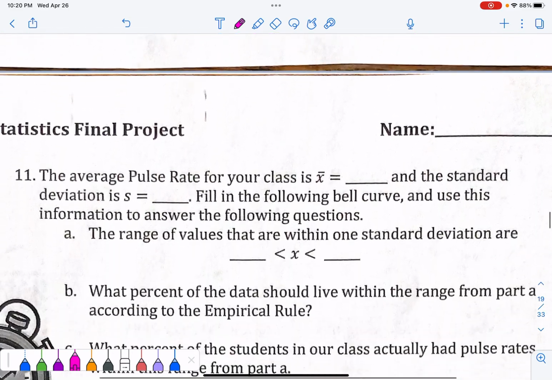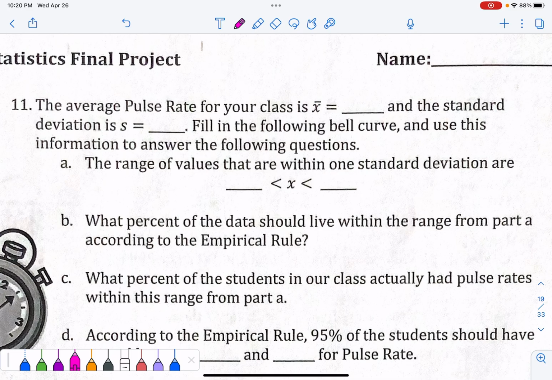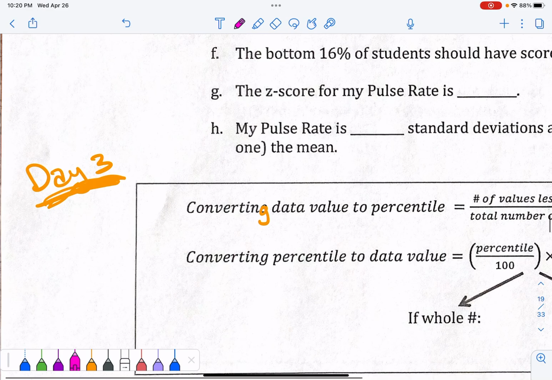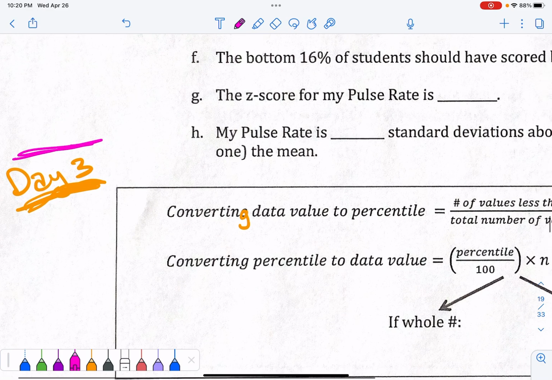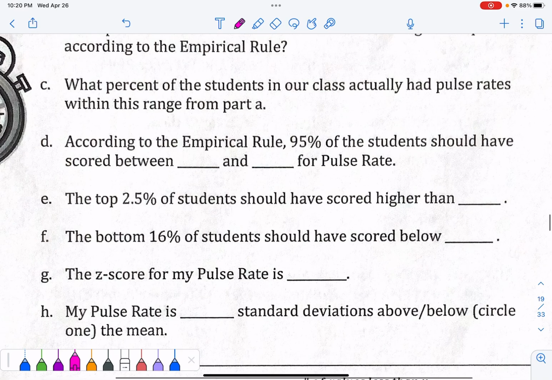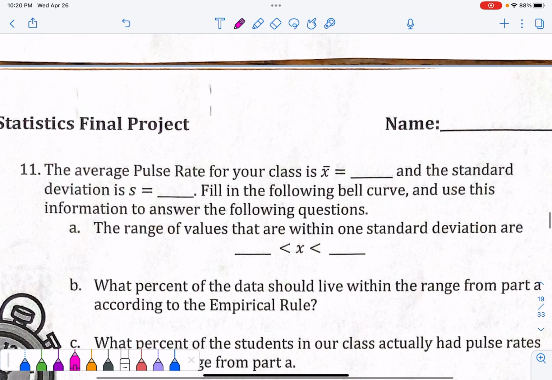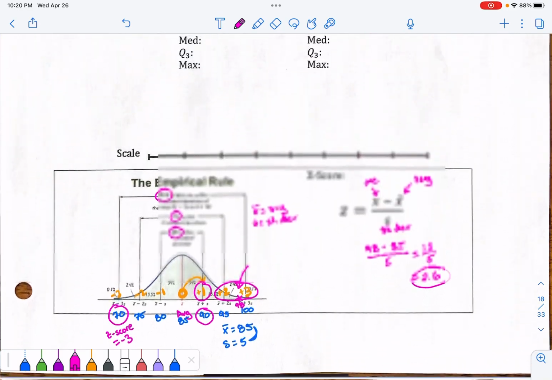All right, so I'm just going to get you started on like number 11 real quick, and then you can take it from there, and I'll let you go through the rest of it. We're going to stop here, so don't do anything below that box. But just answer the rest of those questions, okay? So the average pulse rate for your class, X bar, average and standard deviation. Where do you find that information?